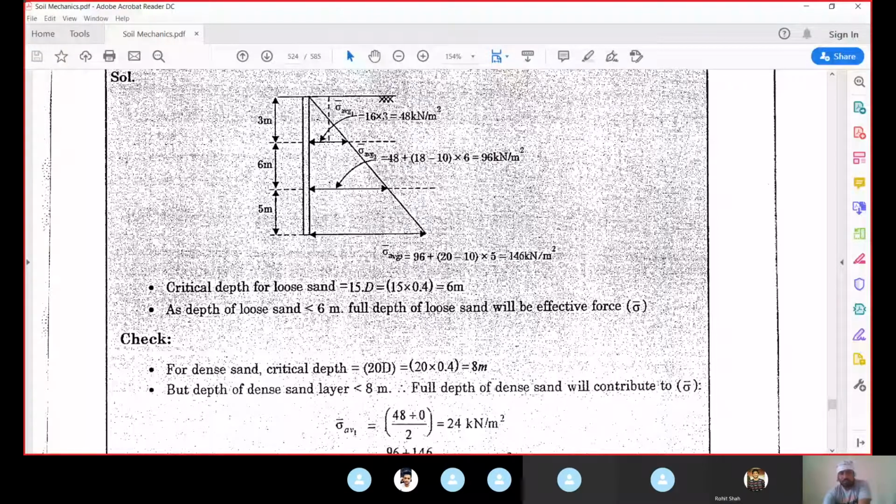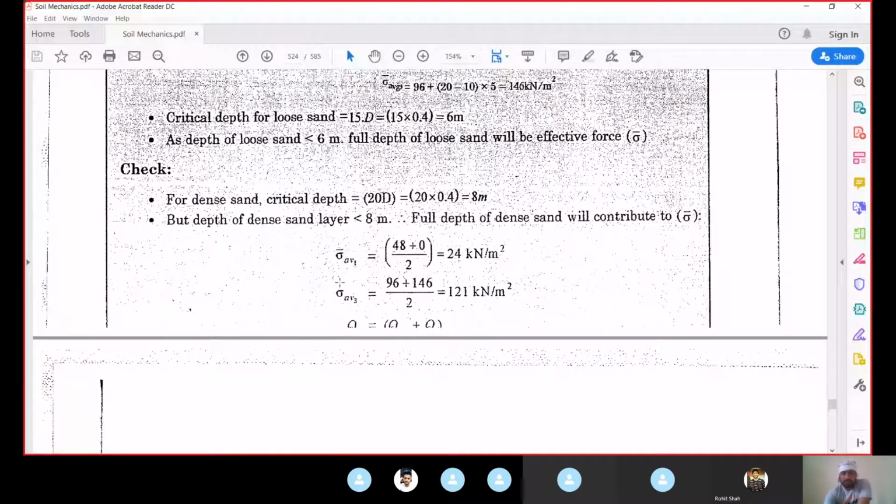In this, they have calculated for the loose layer. This is for the dense layer. They have not computed for the clay layer, this soft clay. So this Q will be equal to Q1 plus Q3.